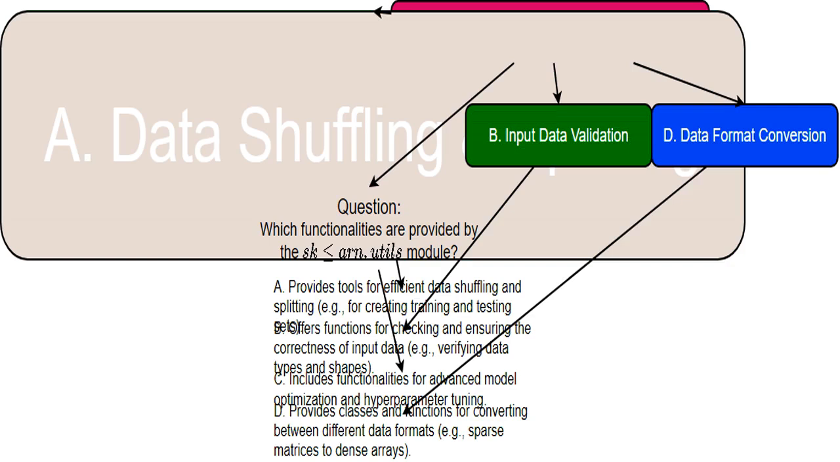Data validation is all about making sure your input data is in the correct format and that the values make sense before you start your machine learning process. Think of it as a quality check to prevent errors later on. Sklearn utils includes functions for this vital task, VOMC.